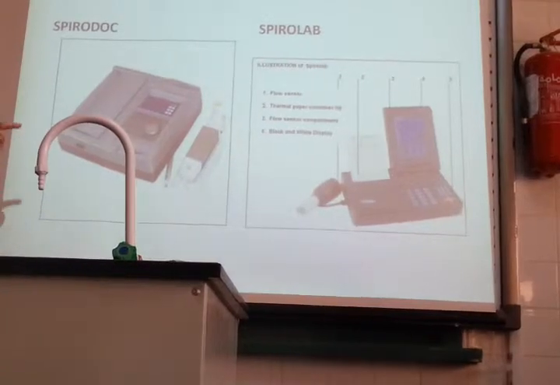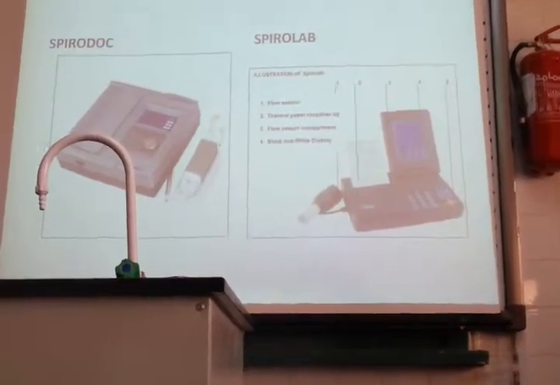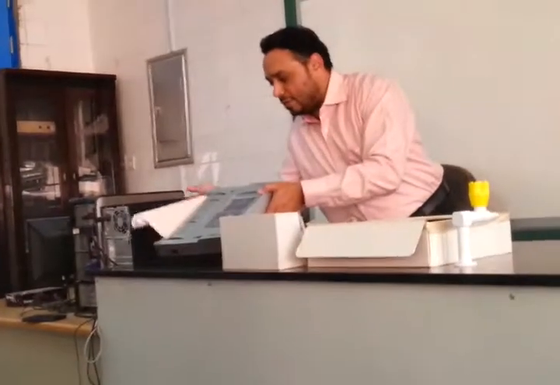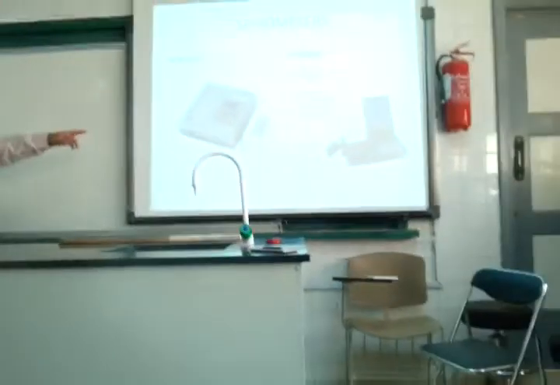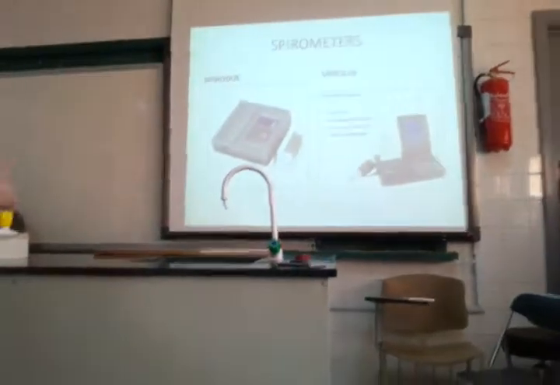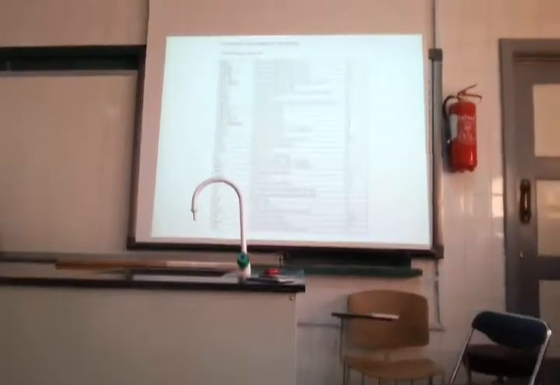This is the spirometer. That is another type of spirometer. This spirometer we have here, and this is the printout. Here you can feed the patient's information, and it will give out the complete printout like this. Another machine basically performing the same function. This is the sheet.